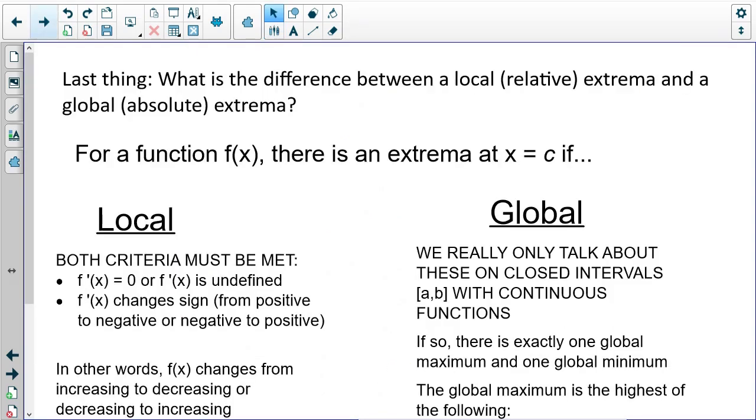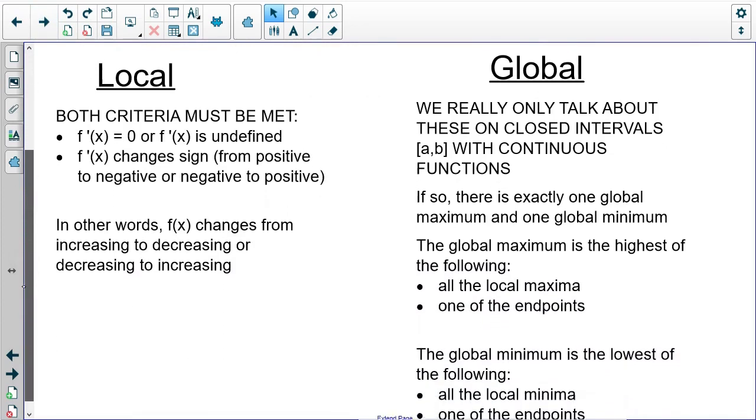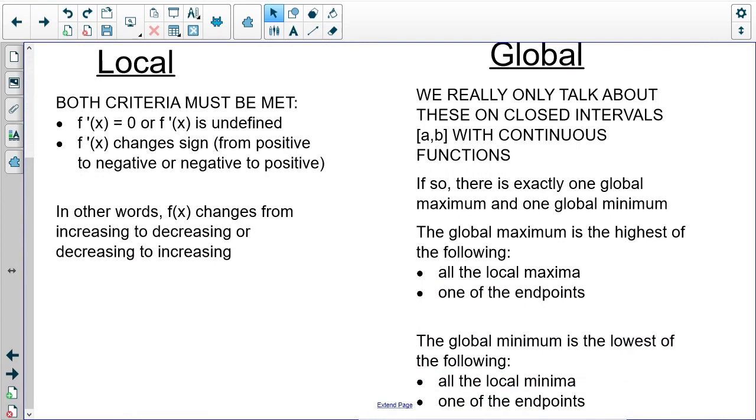Okay, final point. What is the difference between a local extrema and a global extrema? For a function f of x, there is an extrema at x equals c if the following is occurring. Locally, both criteria must be met. Either the derivative is 0 or undefined, and f prime changes sign from positive to negative or negative to positive. That basically means f of x changes from increasing to decreasing or decreasing to increasing. So that's a picture that looks something like this. I have a local max here and a local min here.